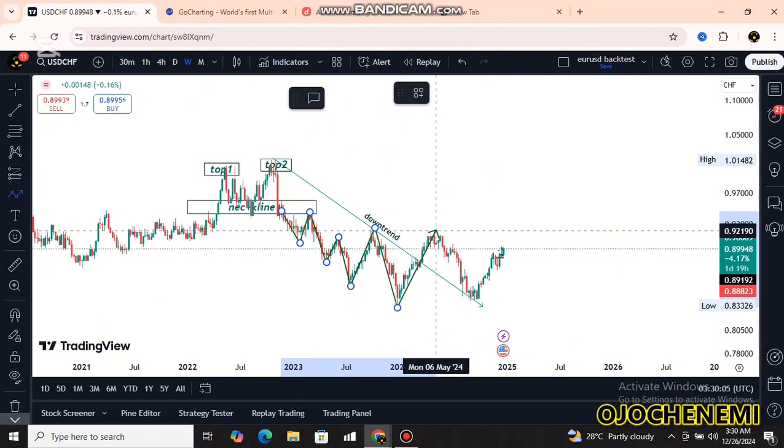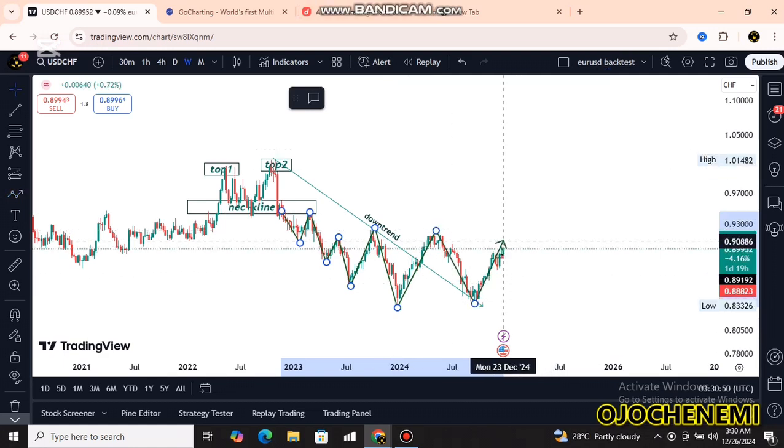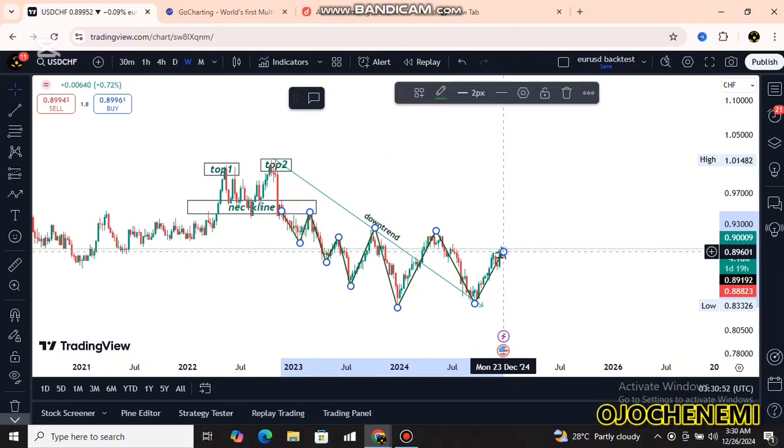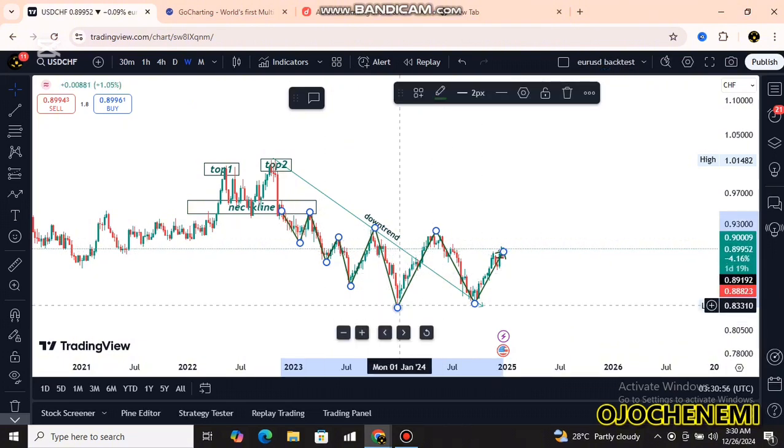And see something interesting. It makes an equal high here. Equal high. I'll show you something after now. There are 2 things happening here. So it makes an equal high. Okay, let's see if it's still going to make a lower low. What happened? It didn't make a lower low anymore. You understand?